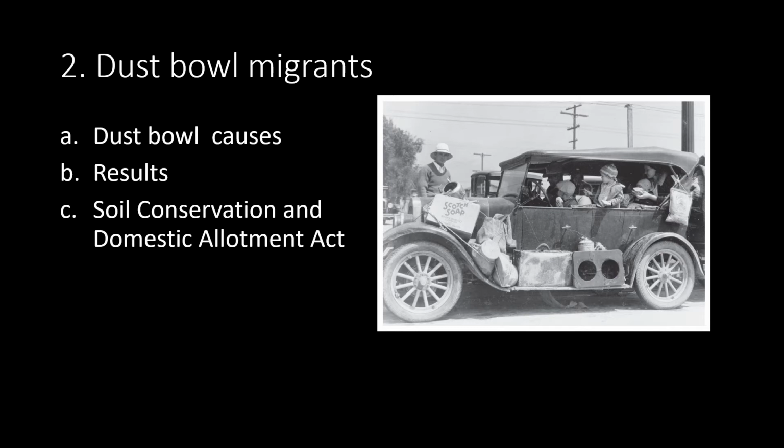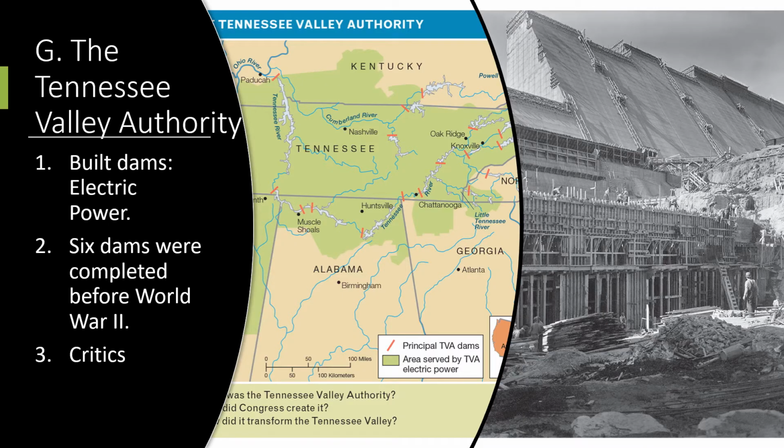It would not be until the Soil Conservation and Domestic Allotment Act was added that attempts to contain the Dust Bowl were initiated, cutting back production on wheat and cotton.